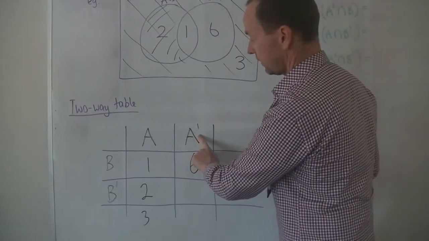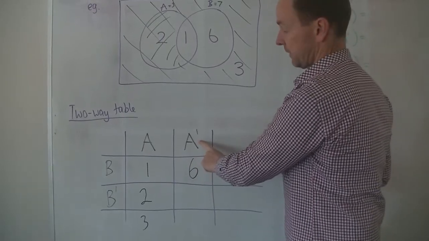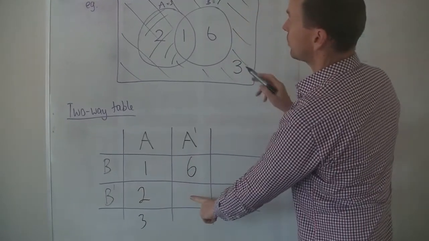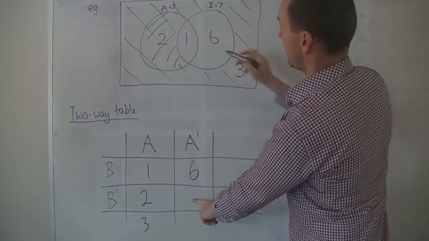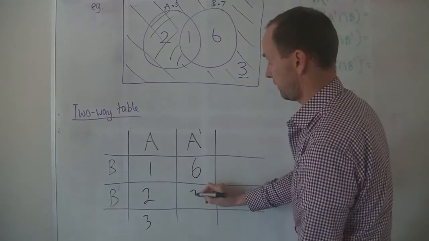Now here, A, we call that A naught, by the way, the complement. It's A naught and B naught. So which one's not in A and not in B? There's only one here, which is 3.